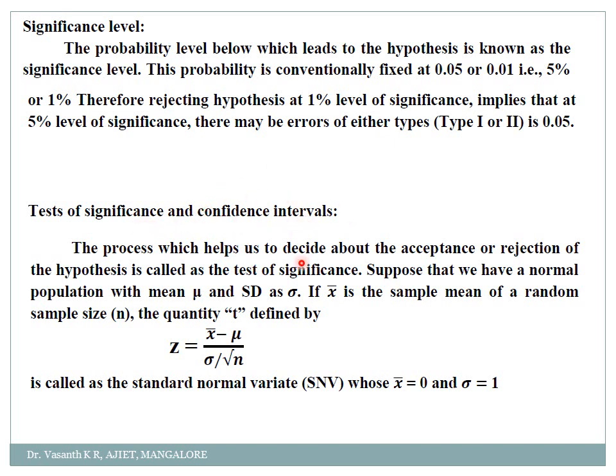Okay. Next, how to test the significance and confidence interval? The process which helps us to decide about the acceptance or rejection of the hypothesis is called test of significance. Suppose that we have a normal population with mean mu and standard deviation sigma. If x bar is the sample mean of a random sample of size n, then the quantity z defined by z equals x bar minus mu divided by sigma divided by root n is called a standard normal variate, whose mean is 0 and standard deviation is 1.